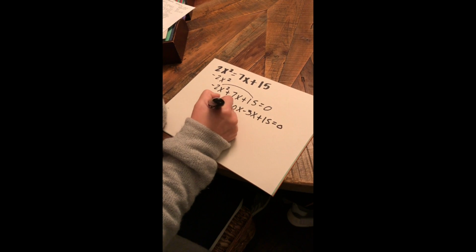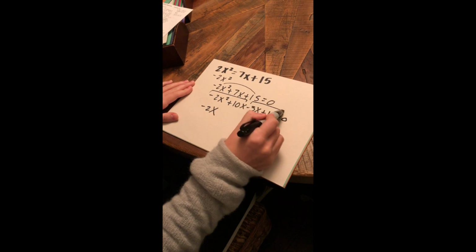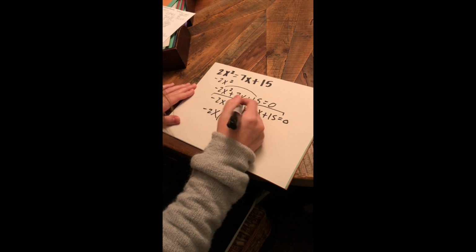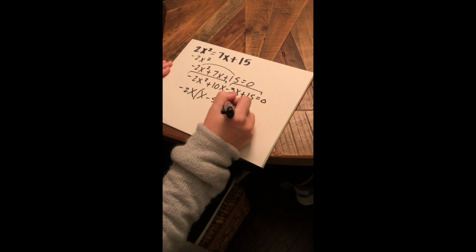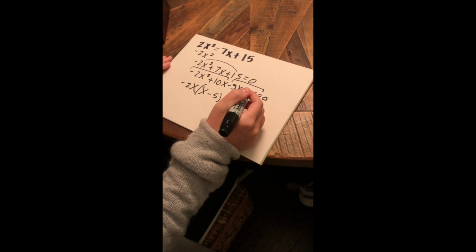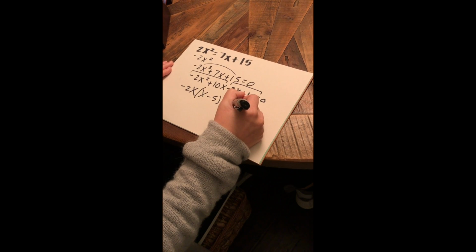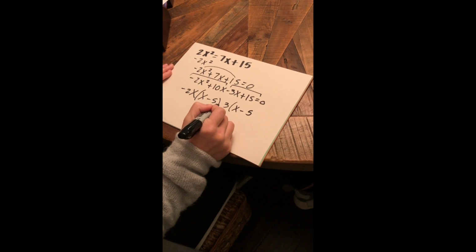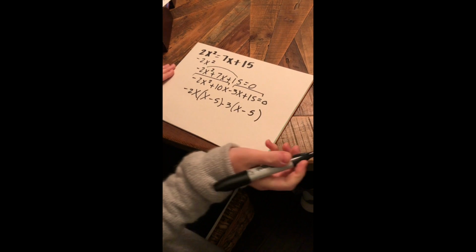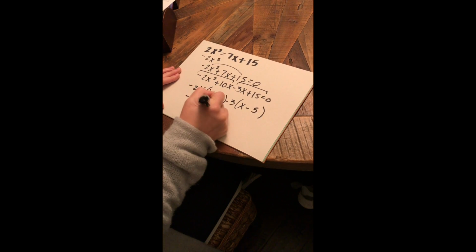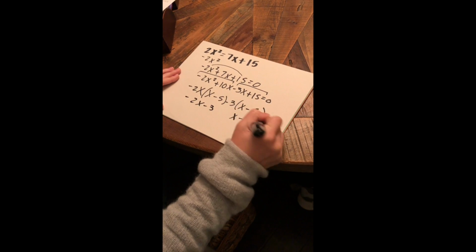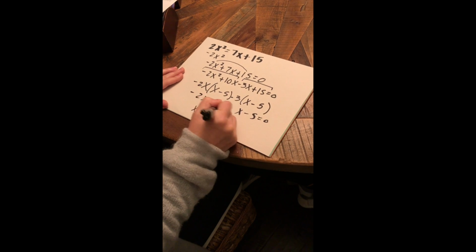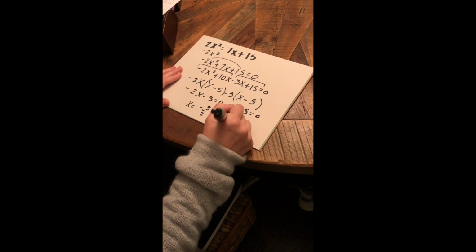You would do negative 2x, and then you would group these two. So you would have negative 2x, then x minus 5, and then take out a 3, and then you would have x minus 5. So then you would have negative 2x minus 3, and you would have an x minus 5, and set them both to 0. And that would equal negative 3 halves and 5.